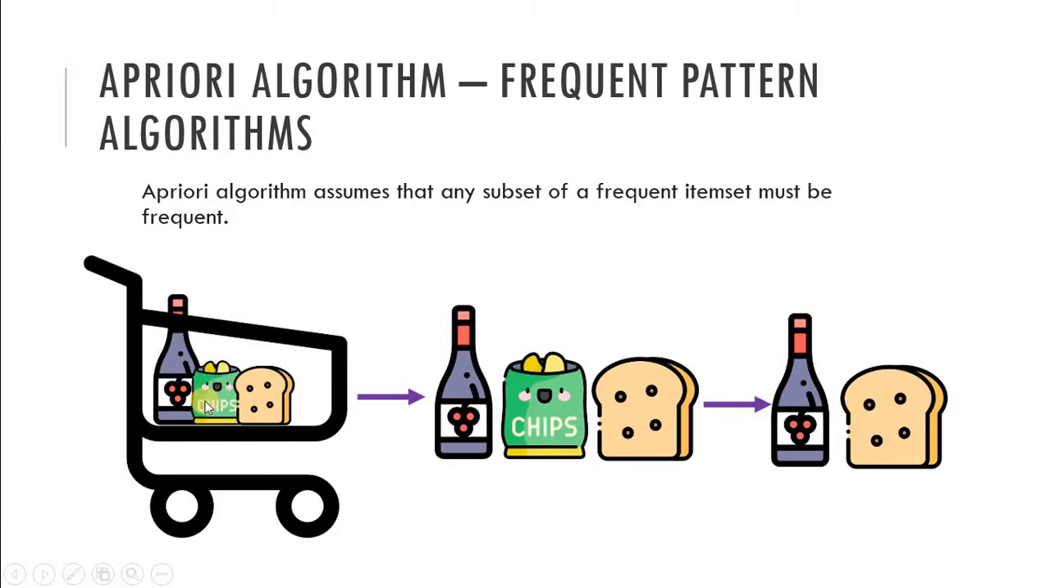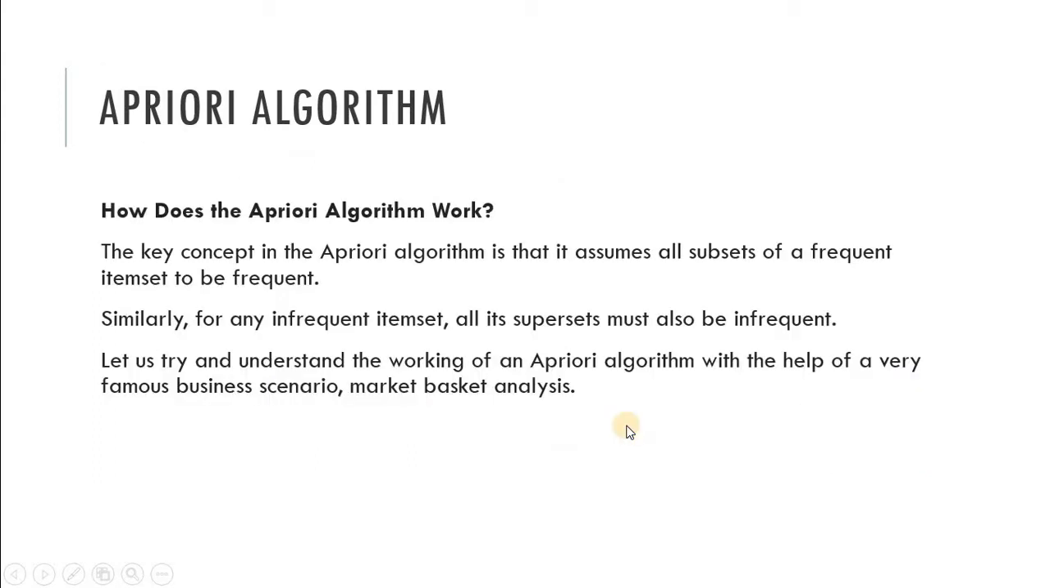Suppose one bought wine, chips and bread together. It means that wine, chips and bread are a frequent item set, and wine and bread is also a frequent item set. Chips and bread is also a frequent item set, and why? So this is how the frequent items are considered in the Apriori algorithm.